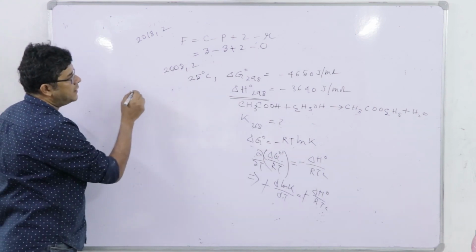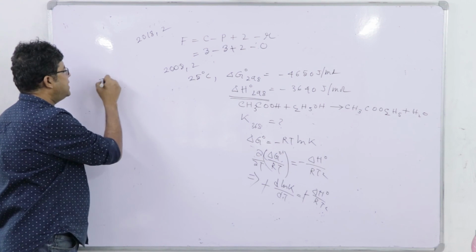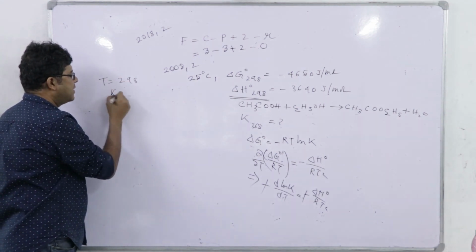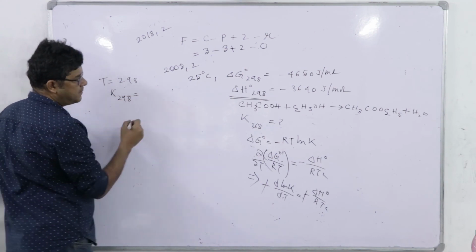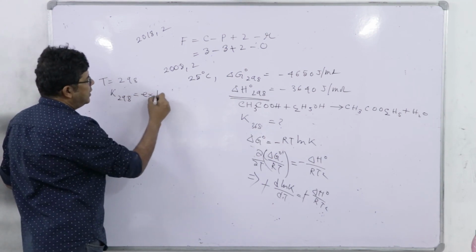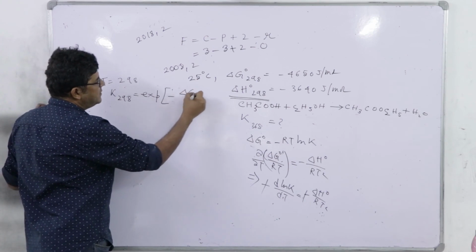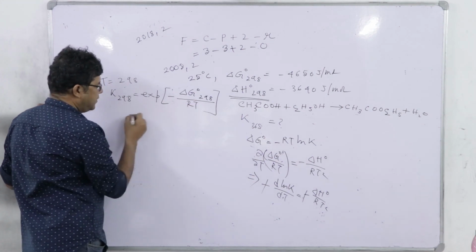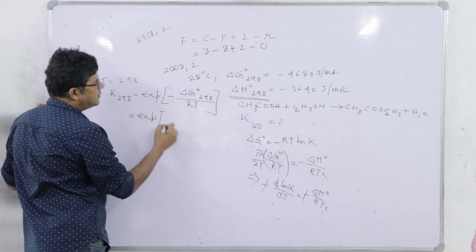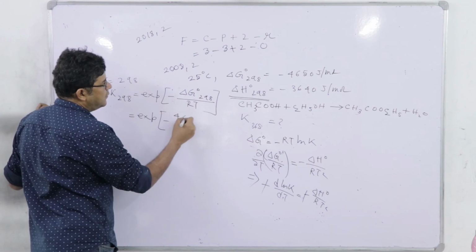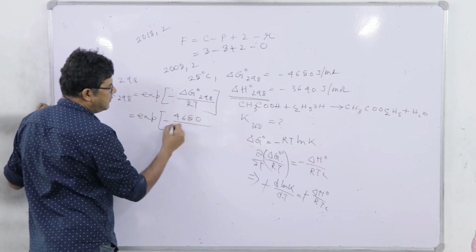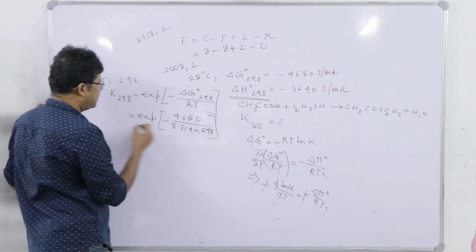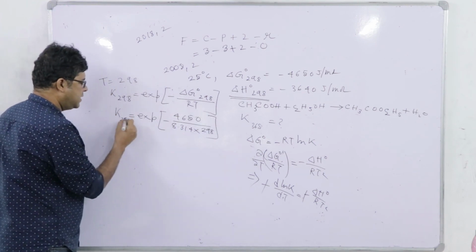So you see, first we will solve at T equal to 298 K. K at 298 will be exponential of minus delta G naught at 298 divided by RT. So that gives you exponential of minus 4650 divided by 8.314 into 298. So we can solve this K 298.